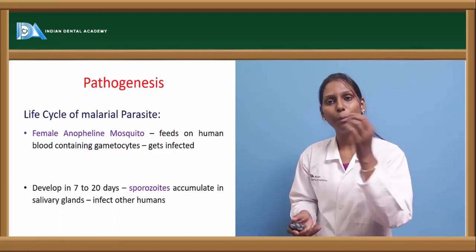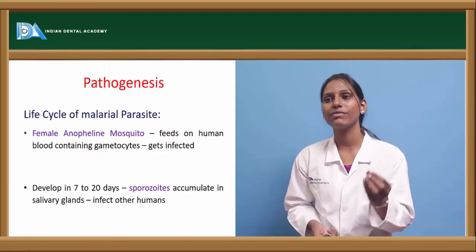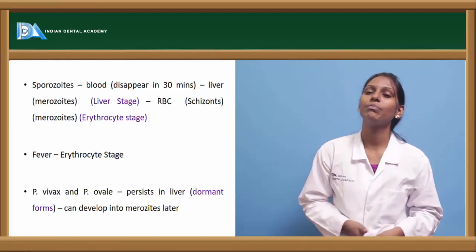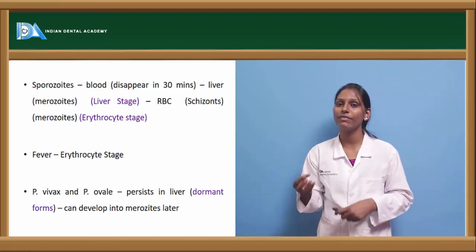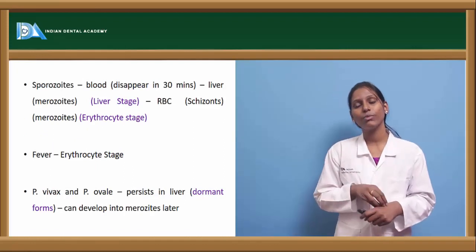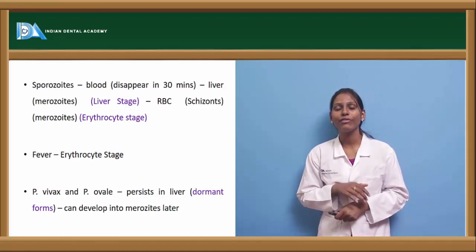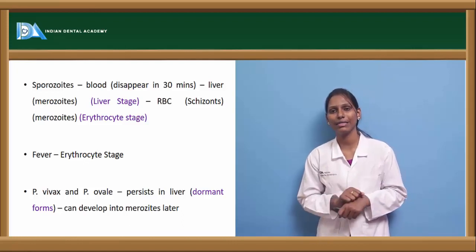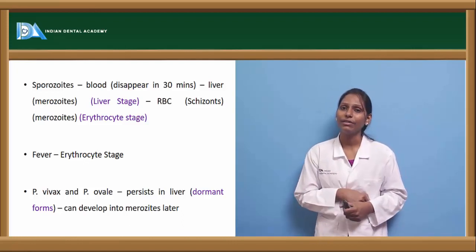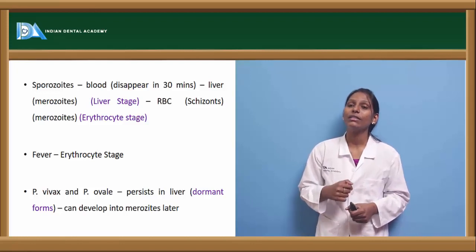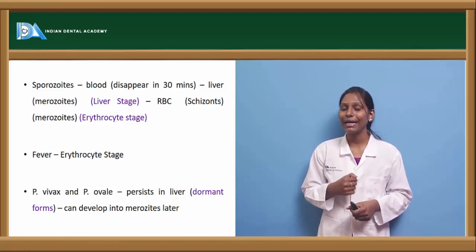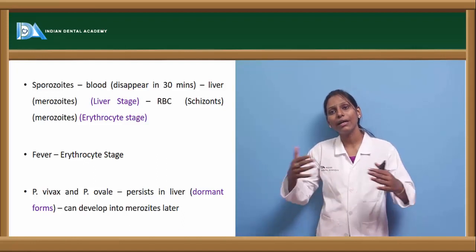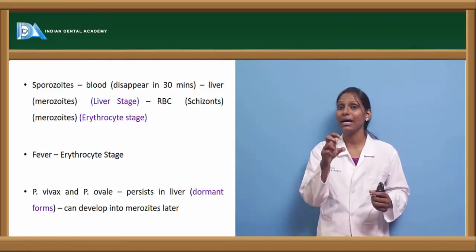When such a mosquito bites another person, these sporozoites enter the human blood, infecting the other human. From the blood they disappear within half an hour, within 30 minutes, and enter the liver. This is called the liver stage, and there they develop into merozoites. These merozoites enter the blood again and attack the RBCs.